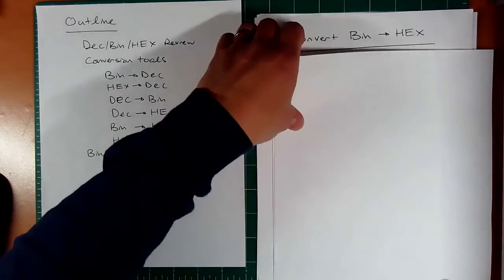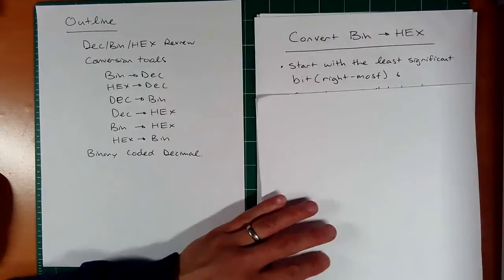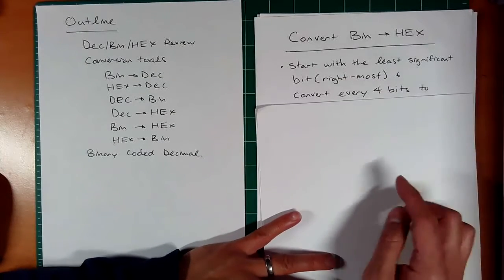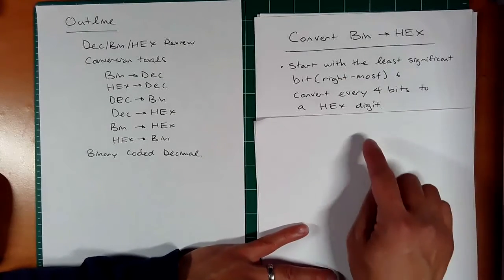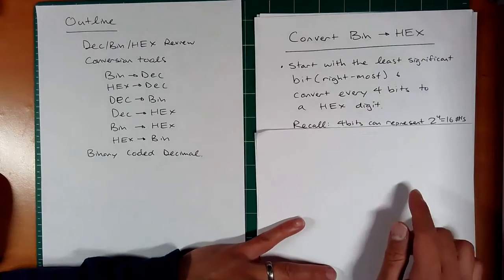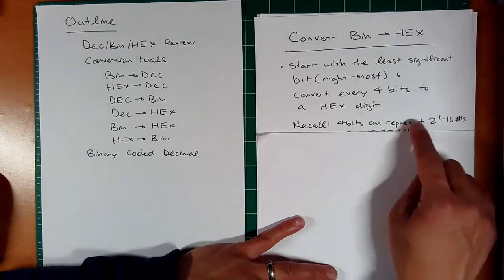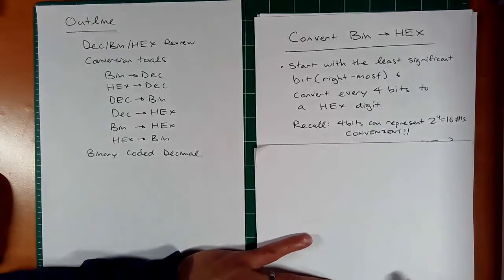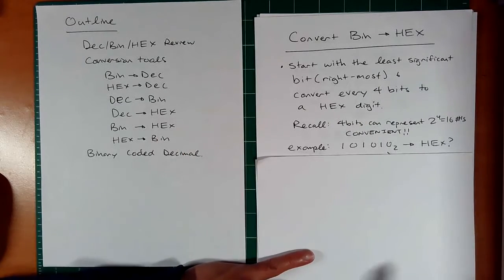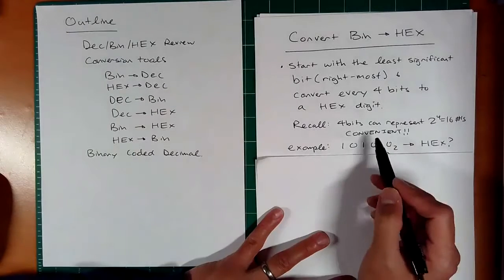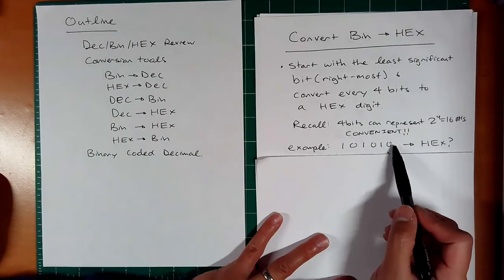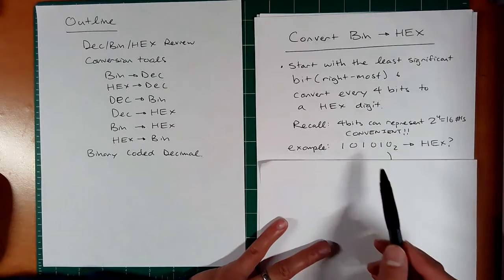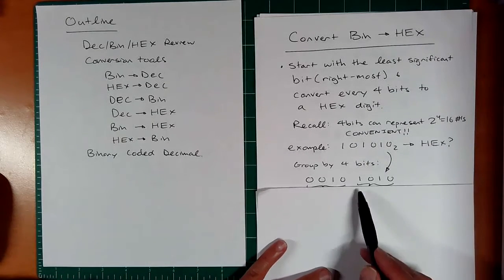But let's look at how we convert from binary to hex. We're going to start with the least significant bit, which is the rightmost, and convert every 4 bits to a hex digit. That's super nice. And recall 4 bits can represent 2 to the 4, or 16 numbers, and this is super convenient. It's actually going to make these conversions really nice. So you look at this and you're like, okay, I want to convert this to hex. Well, all you've got to do is chunk it up into 4 bits. So 1010 and 0010. Group it by 4 bits.